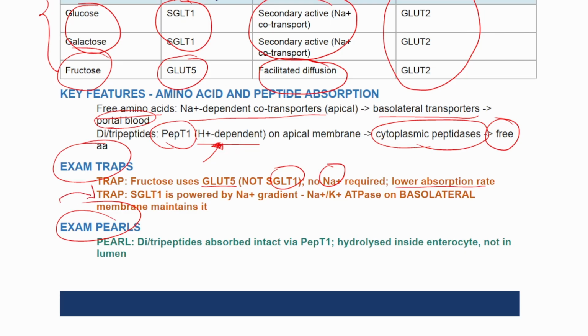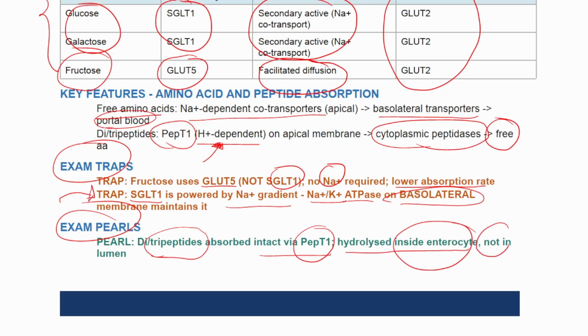Also watch out for the second trap. To circumvent this, you need to know SGLT1, or sodium glucose linked transporter 1, is powered entirely by the sodium gradient, and it is the sodium potassium ATPase on the basolateral membrane that maintains it. As highlighted in our exam pearls, di and tripeptides are absorbed intact via the specialized PEPT1 channel, but they're fully hydrolyzed into free amino acids inside the enterocyte cytoplasm, not in the lumen, and it ensures that only individual amino acid monomers enter the portal blood.